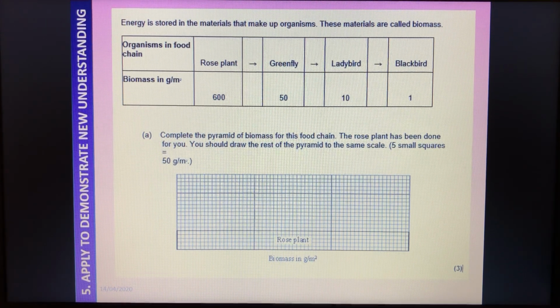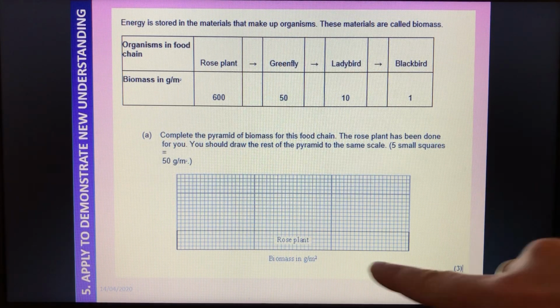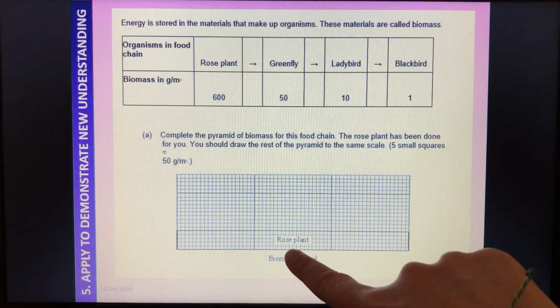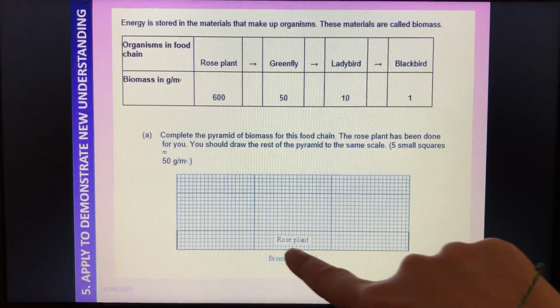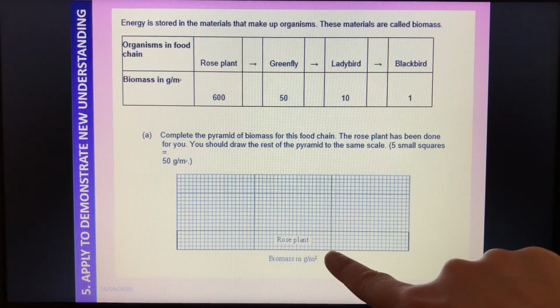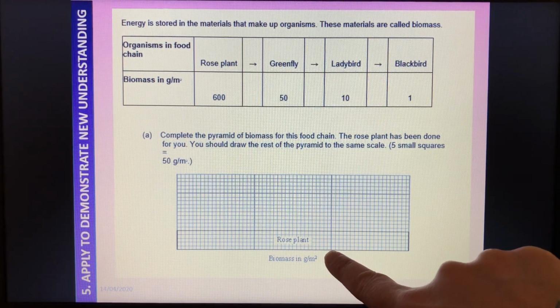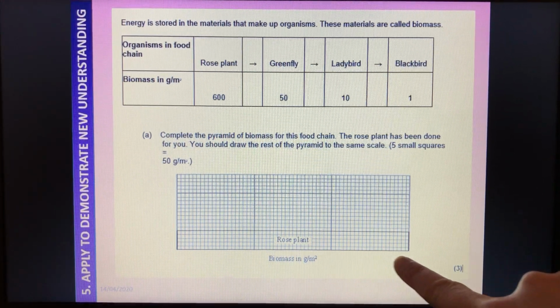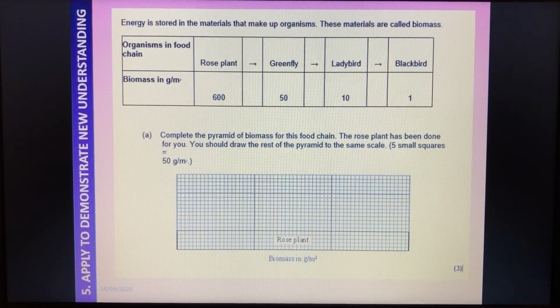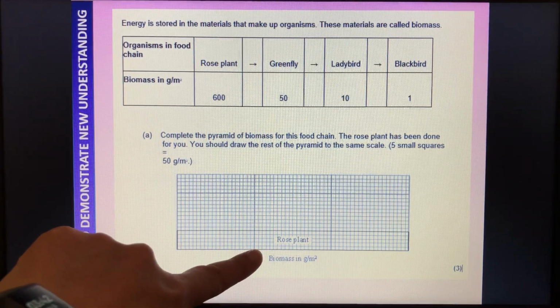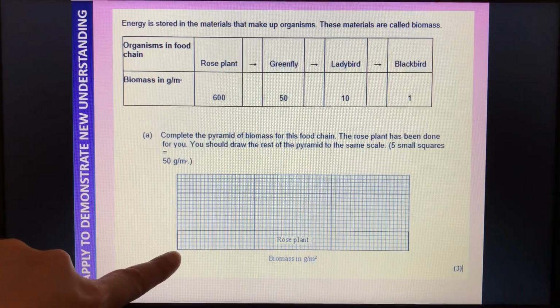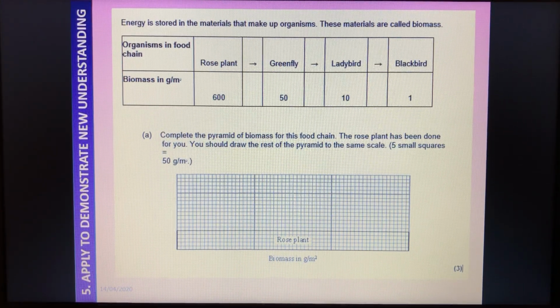5 small squares equals 50 grams per metre squared. So 600, let's look at that middle point there, and it's one big box. If you look, 10 little squares, one big box there, that's 100, 200, 300. And then if we go the other way, we've got 100, 200, 300. We may be asked in other questions to put a scale on this.